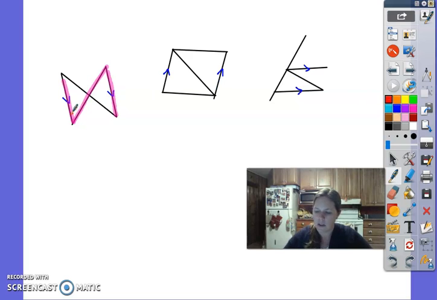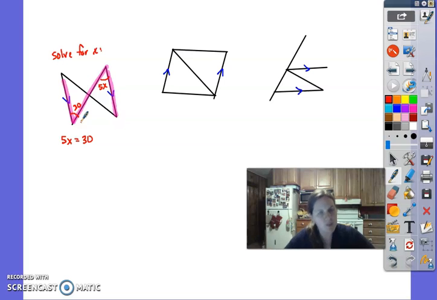So let me grab red. There are my alternate interior angles. Now, if we had some values in there, like 30 and 5x, if it asks you to solve for x, we have to remember alternate interior angles are congruent, meaning they have the same shape and size. Angle measure is going to be the same. So we can just set them equal to each other.